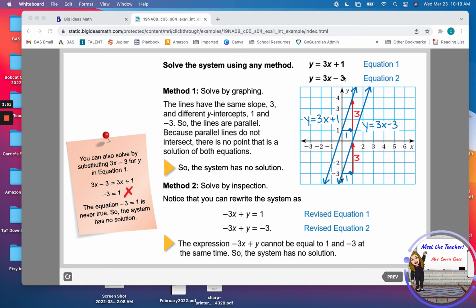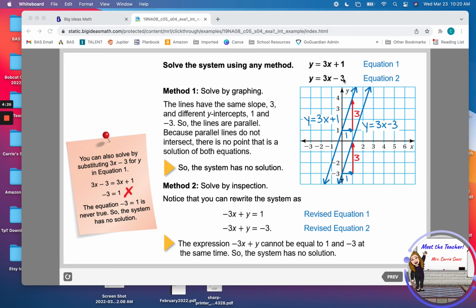So something with the same slope is always going to be parallel? Yes, but you have to have different y-intercepts. If you have the same y-intercept, if this is y equals 3x plus 1, and the second one is y equals 3x plus 1, how would you graph that? It'd be the exact same line, a line on top of a line. The answer is not no solution, because remember, it's where the two lines cross. It's infinitely many solutions, because every single point on those two identical lines would be a solution.